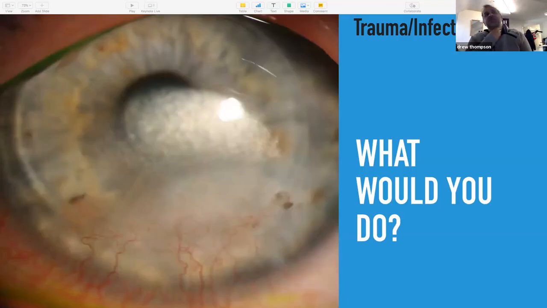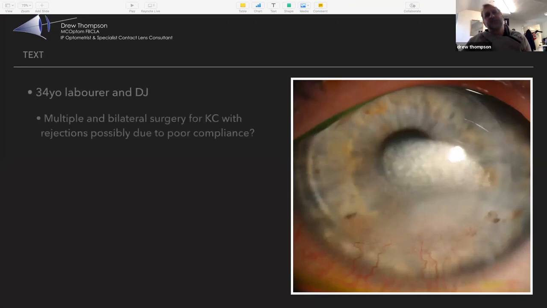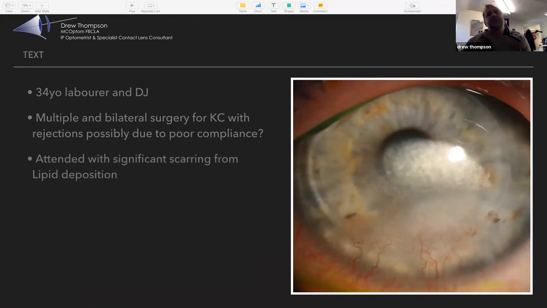So these are some of the weird cases that I like to put in to say, unless you try something, you'll never know what happens. This is a patient who I think had two grafts, and this one had failed. It hadn't failed, but he'd got this blood vessel ingress with calcium and lipid deposits centrally.